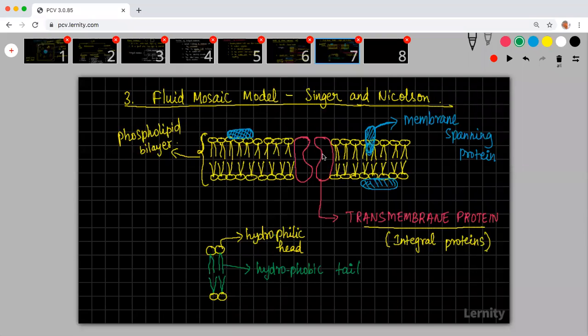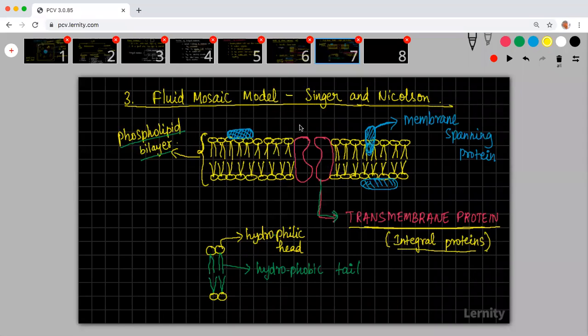Okay. So there are two different kinds of proteins which you are seeing here. The lipid layer is a phospholipid layer. I will come to phospholipid layer quickly. But there are two kinds of proteins. One, what we call it as a transmembrane protein. It is also called as integral proteins because it is integrated with the plasma membrane. We call them as integrated proteins.